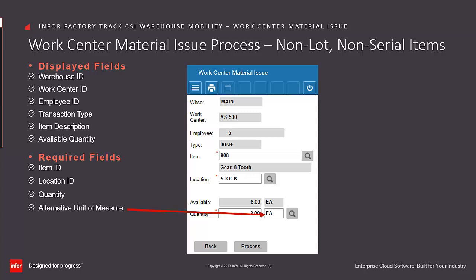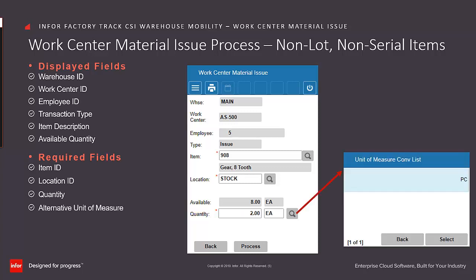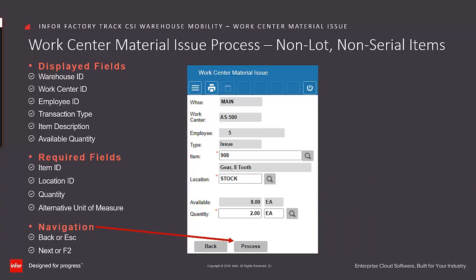We can then enter, scan or search and select the unit of measure. This field is enabled only if the Enter Unit of Measure option is selected on the Transaction Set Maintenance form. Click on Process to continue. After the process is completed, Factory Track navigates the user back to the previous screen to allow for the continuation of the issue or reverse process. Selecting a different menu item or clicking back will end the continued processing.